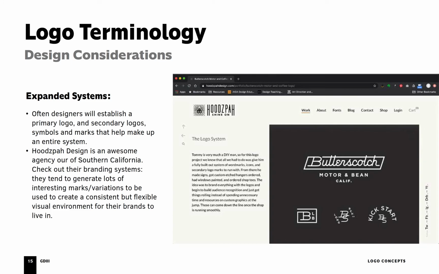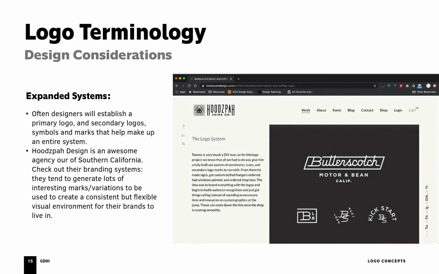They work with a lot of small companies, and they tend to make more flexible branding systems where they do have a primary logo like this, but where conventional branding says have one logo, make it primary, make sure that one has the most emphasis so that you build brand recognition, and any other secondary marks are used sparingly and strategically. Hoodspa throws that all out, and I think this is a more modern way of thinking about design, especially for more modern, smaller companies.